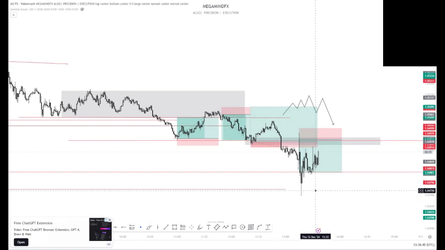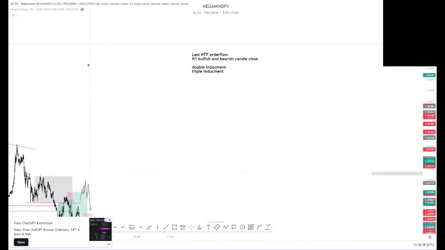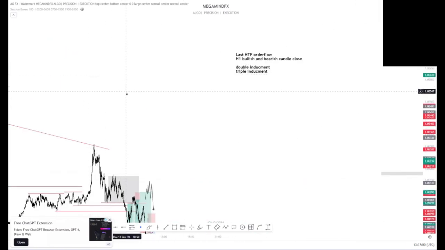It has to make sense to you. So you wake up in the morning, what you want to do is check your highs and your lows, H1 highs and H1 lows. And when price sweeps any of them, you wait for double inducement. Remember this: you wait for double and triple inducement on the H1.